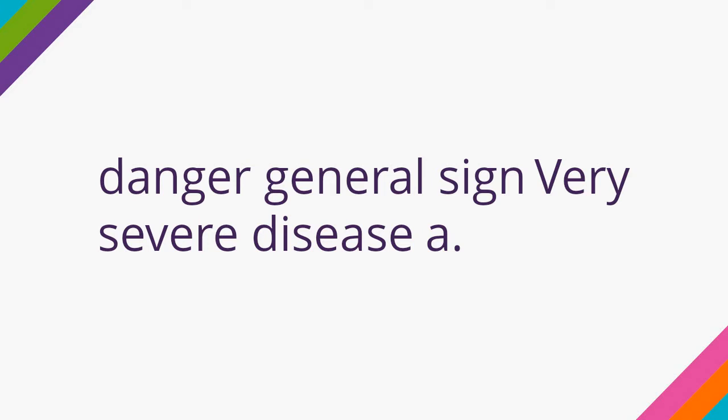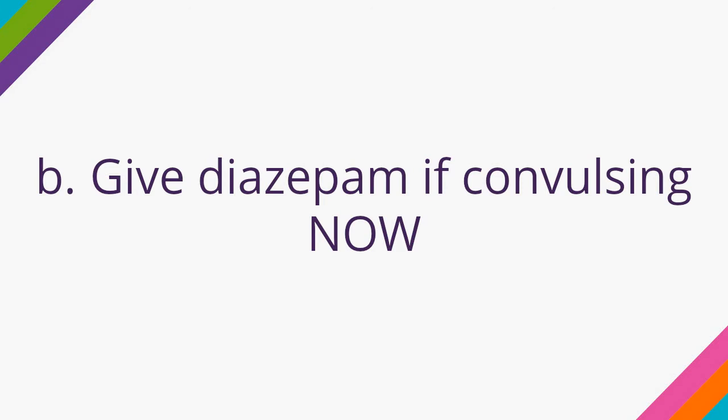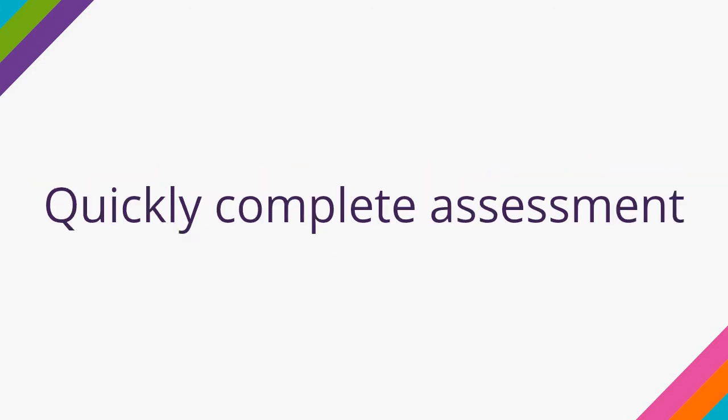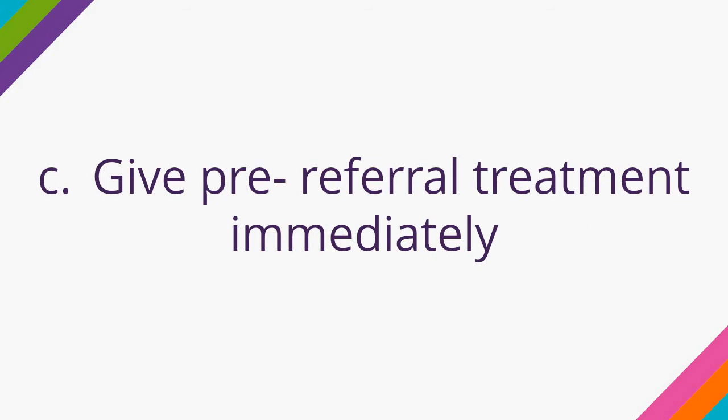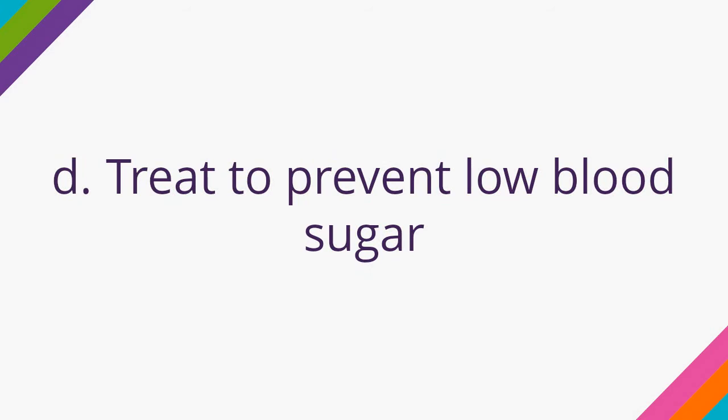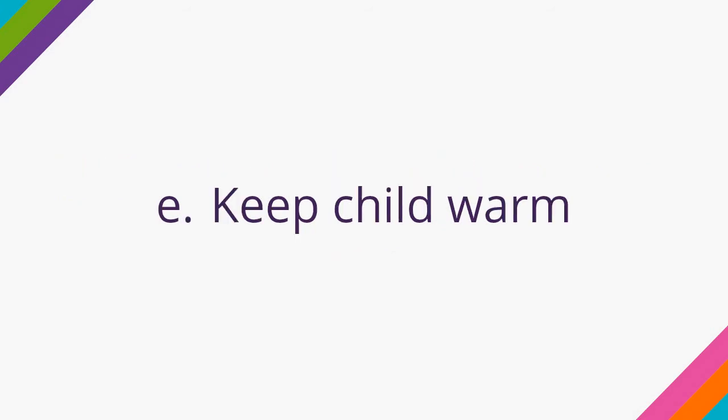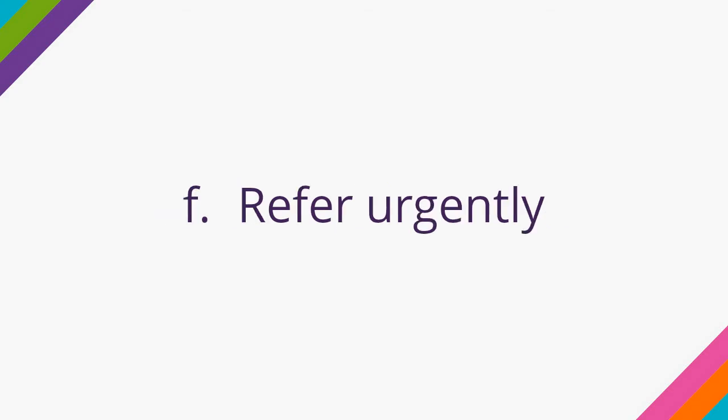And you need to know that we are going to look at this as very severe disease. For very severe disease, some of the actions or interventions are, if the child has, let's say, convulsed, you can give diazepam. You can complete the assessment first and then give a pre-referral treatment, and also treat to prevent low blood sugar, or reduce hypoglycemia, by giving at least something to help boost up the sugar. You have to keep the child warm and refer urgently under these danger signs.